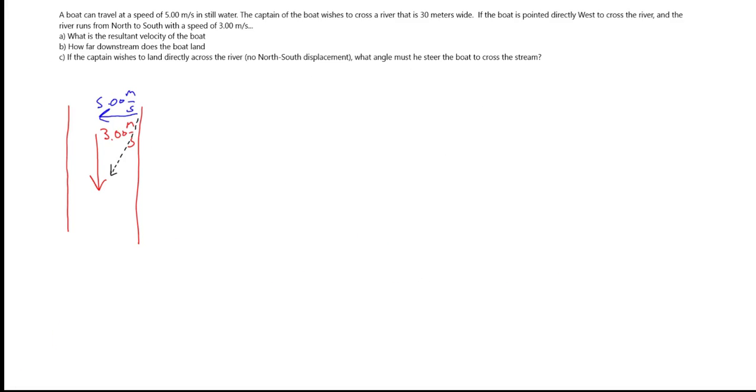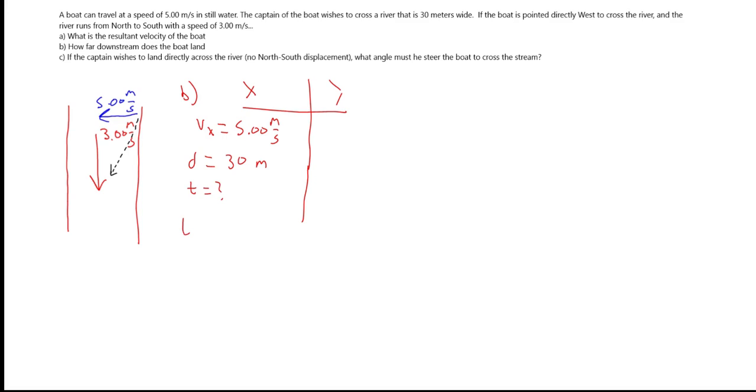Okay, for the next part of the question, we want to find out how far downstream the boat lands. And so what I need to do is break the problem up into an x and a y direction, or an east-west, north-south direction. Okay. In my x direction, I know my velocity is 5.00 meters per second, and yes, it's west. It's not important right now. We can just deal with speed. And we know the distance it's going to go is 30 meters.